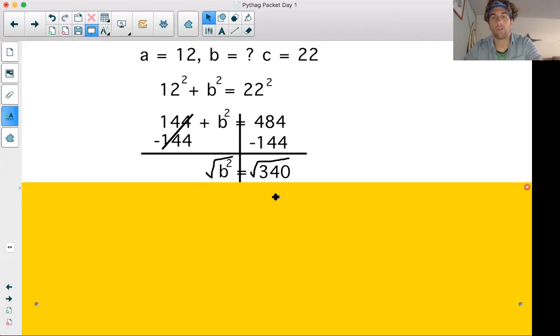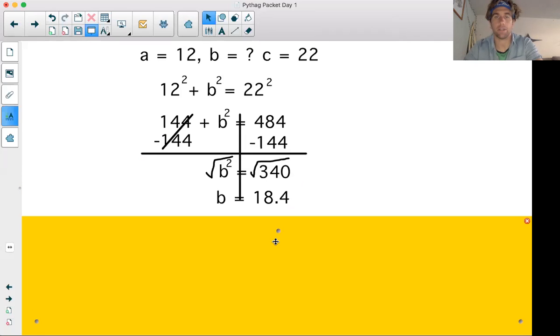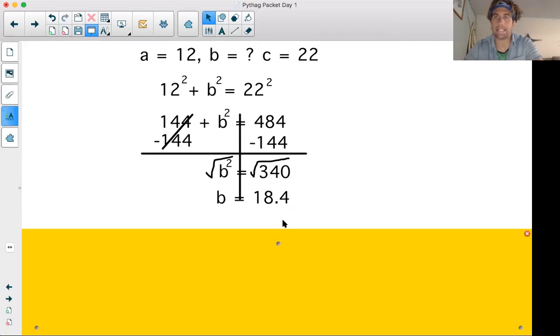So the square root of 340, it's not a perfect square, so it's going to be a decimal. So I round it to the 10th place here. And b is going to be about 18.4. So my missing side in this right triangle is 18.4. That's it. All right. So that's how we figure that one.